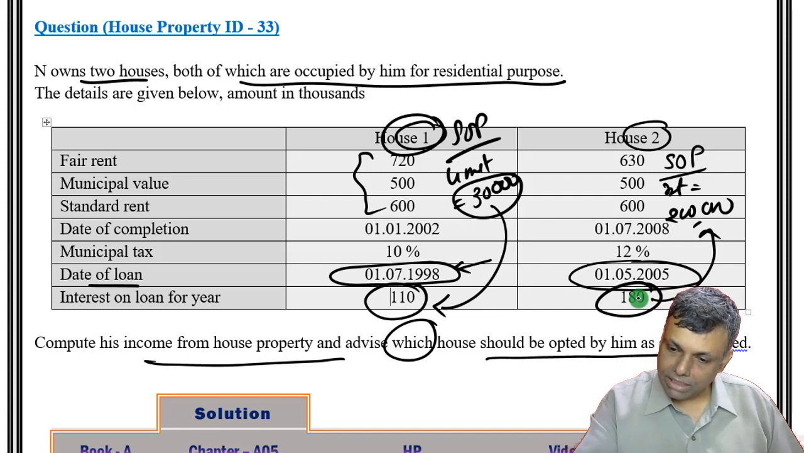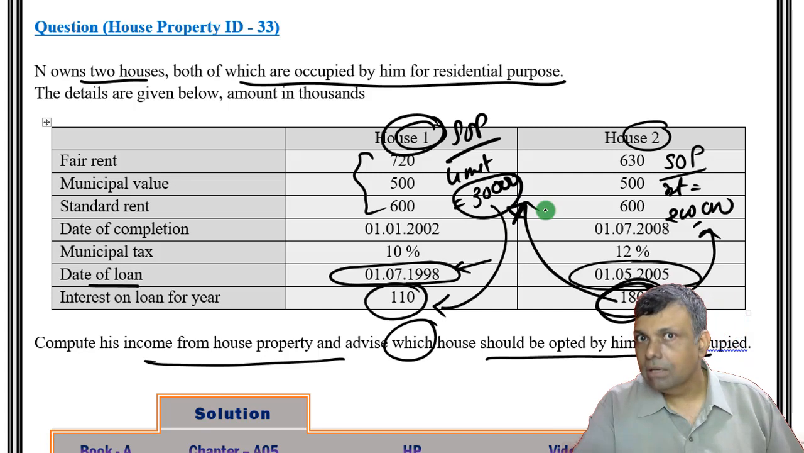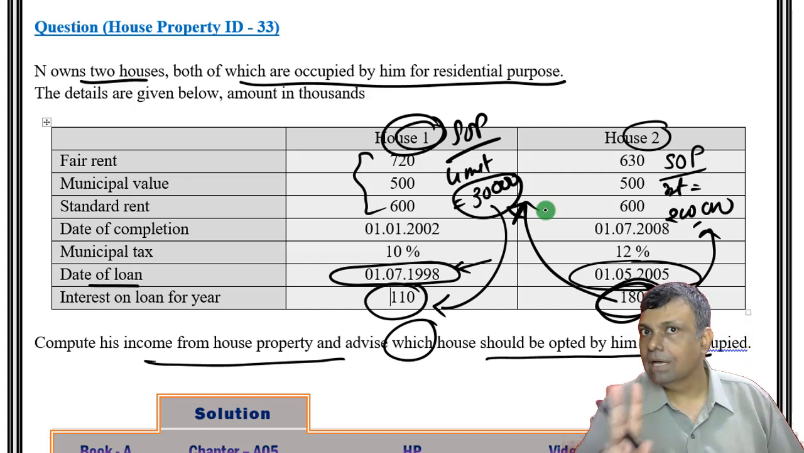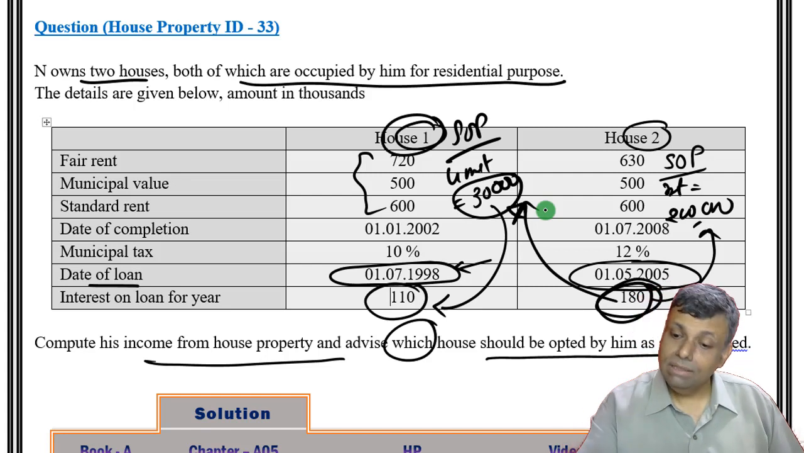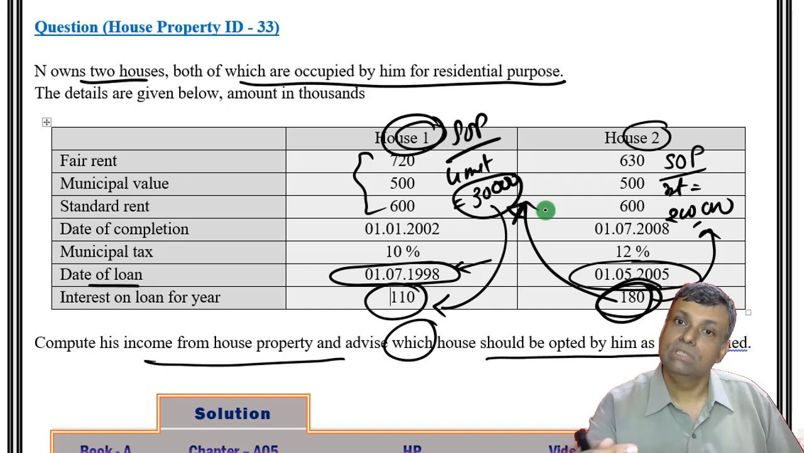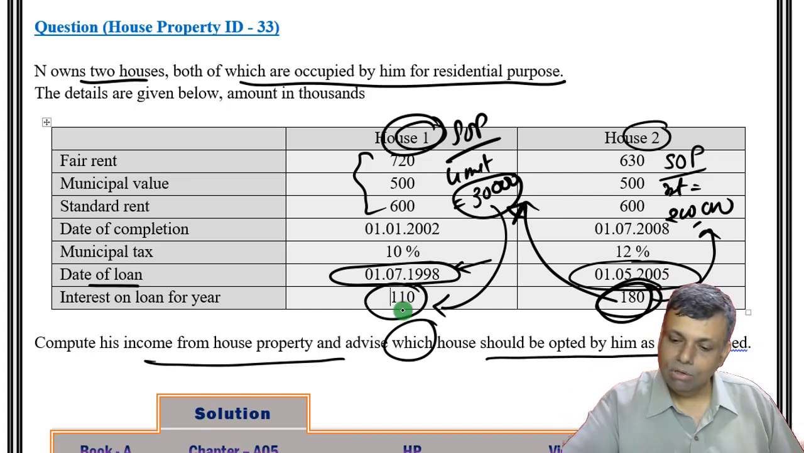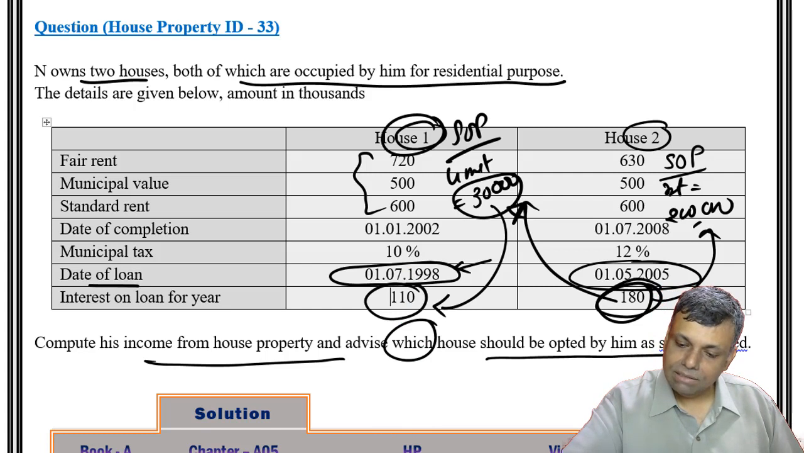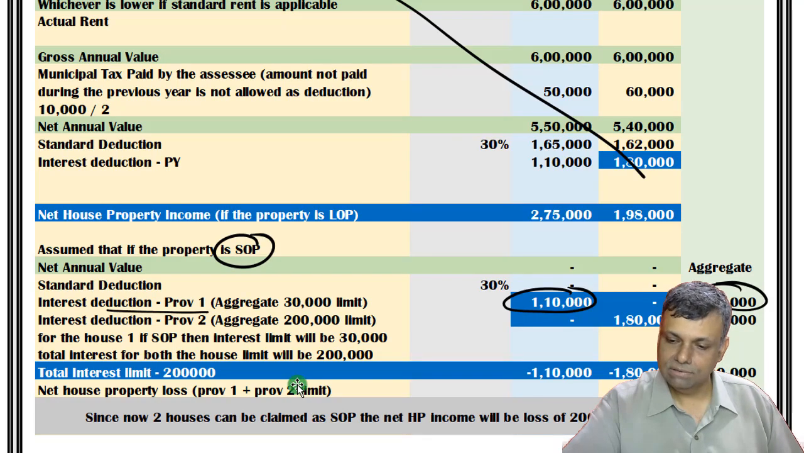But now if you take the total of 1,80,000 and 30,000, the total will become 2,10,000, because now there is interest with respect to both the houses. Have you understood that very carefully? And therefore, the aggregate limit will now come into play. That aggregate limit of interest with respect to both the houses will also come into play, and that is part of this particular question.